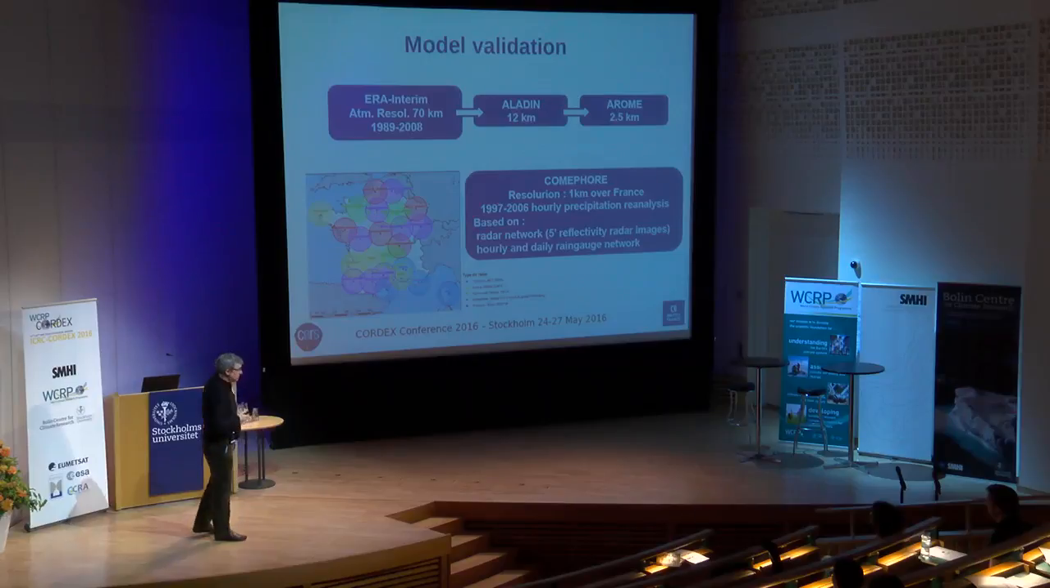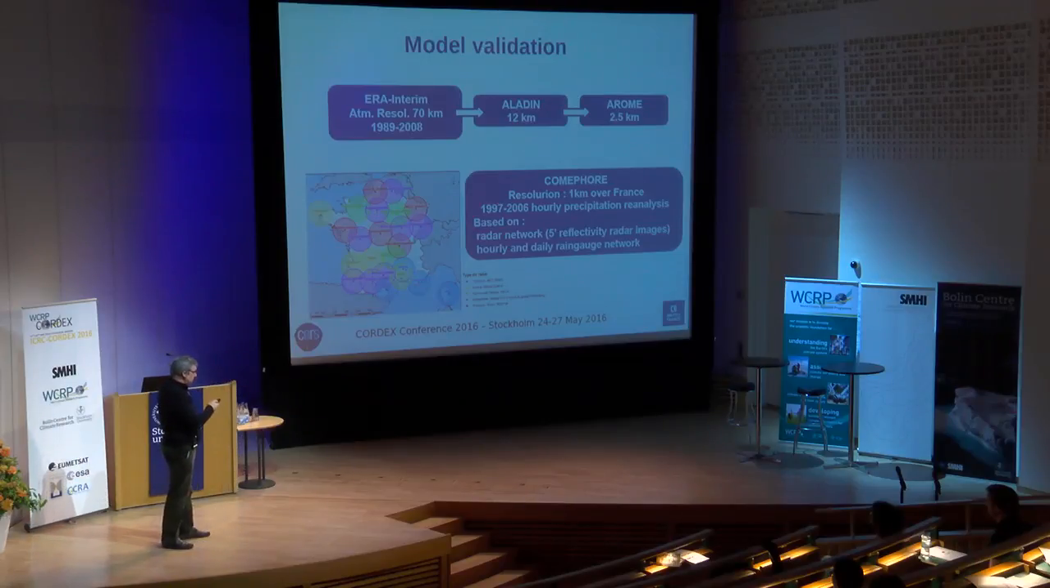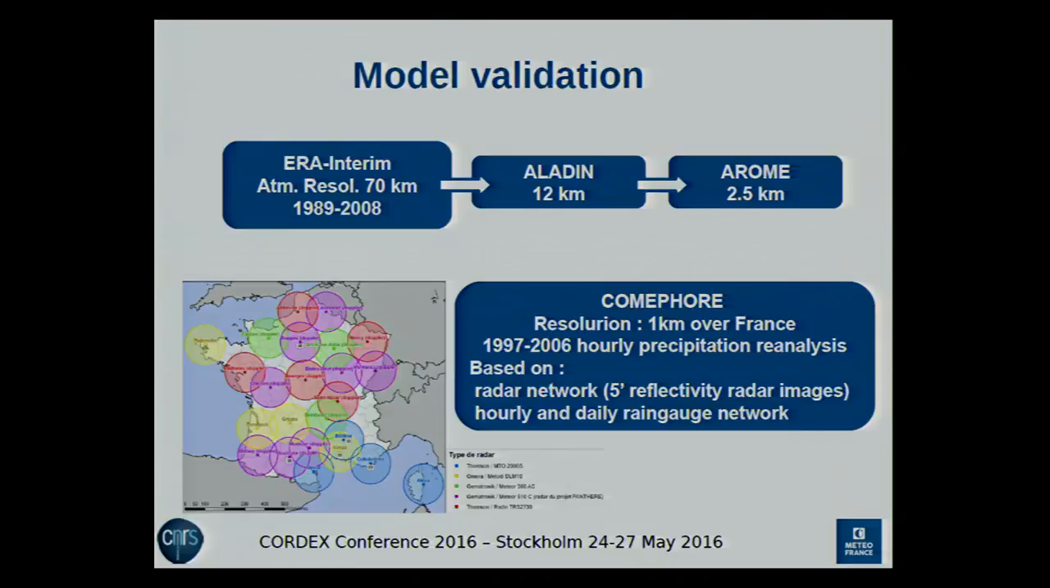And first, make a validation against observation. The observation we have available in France is the COMEPHORE reanalysis. It's a reanalysis at 1 kilometer resolution, which provides hourly precipitation for a 10-year period. It uses a radar network and, as much as possible, hourly and daily rain gauges. So we have this database, and from that database we extracted the Cevennes area, which is here. Here you have the cities of Nîmes, Montpellier. This is typical, the area of our study.